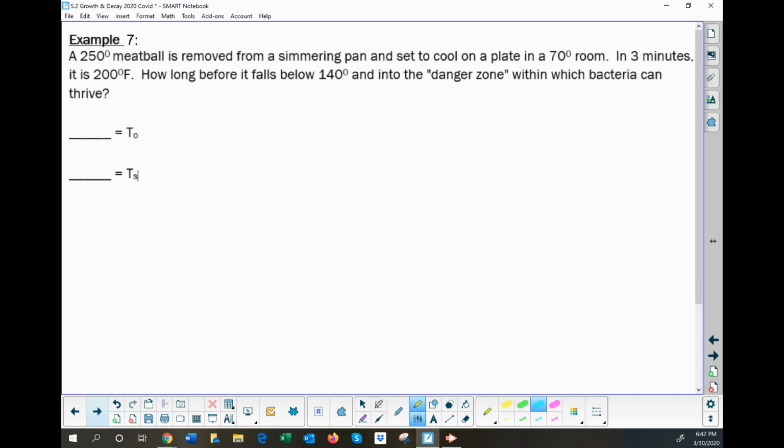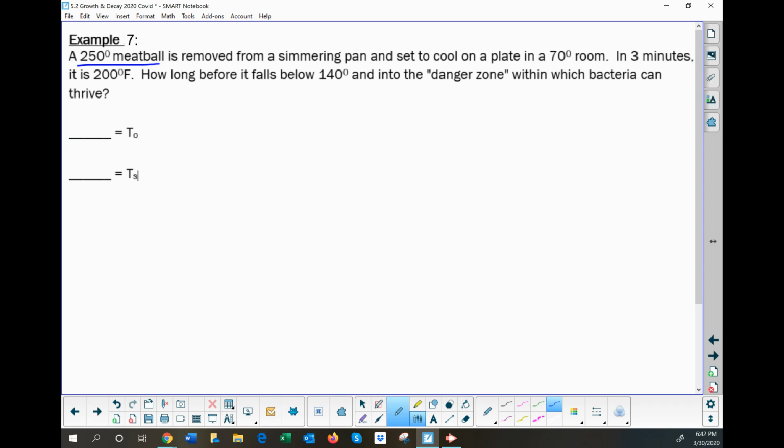Alrighty, switching back here to get a nice pen. A 250-degree meatball is removed from a simmering pan and set to cool on a plate in a 70-degree room. In 3 minutes, it's now 200 degrees Fahrenheit. How long before it falls below 140 degrees and into what we think of as the danger zone, where bacteria can begin to grow or thrive?